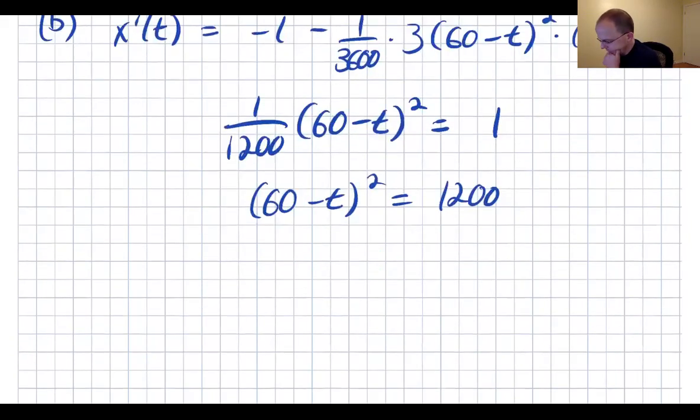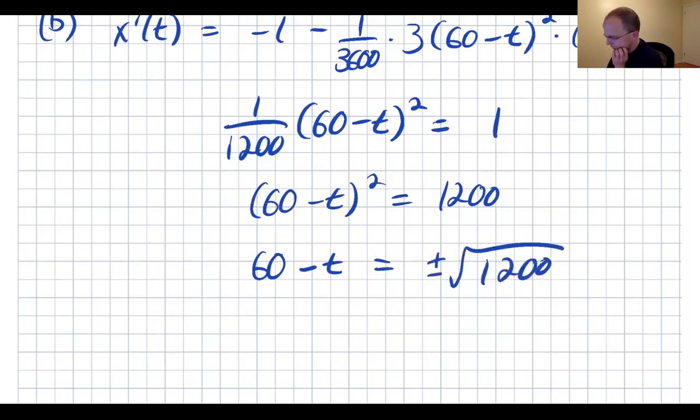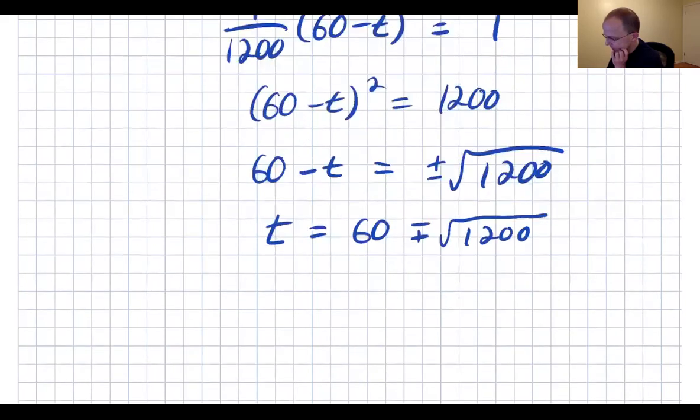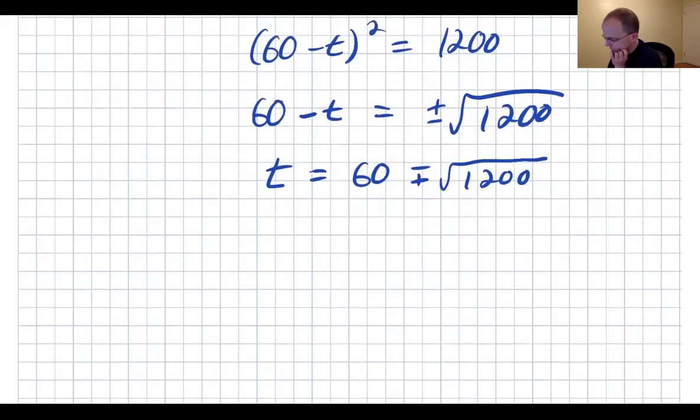And let's see. I guess we'll take the square root. I guess we'll have to figure out if it's the positive or negative one. So let's just take the square root and then think about this a little bit. So it'll either be positive or negative square root of 1,200. And then that means that the t will be equal to 60, and if I move that over, it'll be minus positive. I guess I'll write it that way. So the sign will flip, whatever one we chose up there. Minus plus the square root of 1,200.